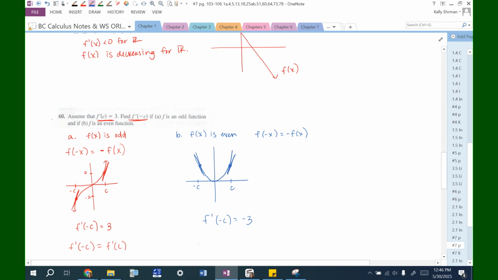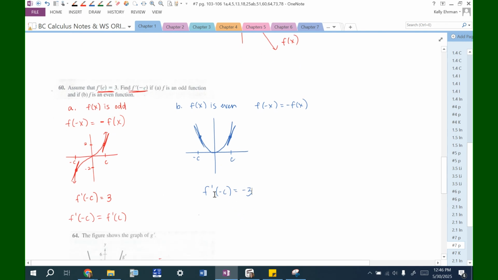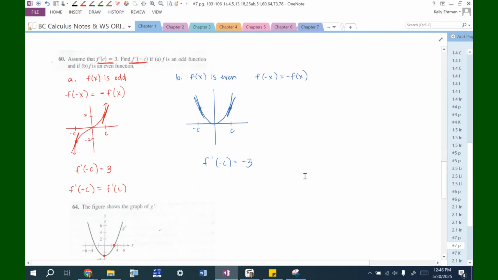In a few lessons, we will learn about something called the chain rule, where we can prove that these have to be opposites and these have to be the same, versus even and odd, but we will get into that later. Right now, we're just doing things visually.